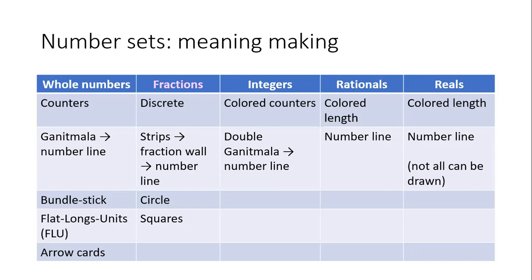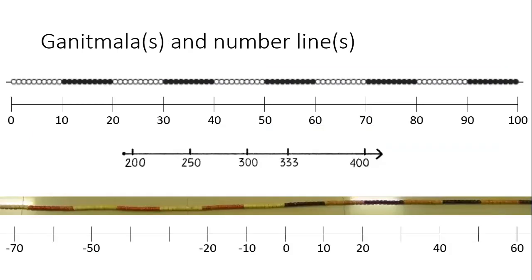And the last one, arrow cards, is very helpful to understand place value. So it's helpful both for whole numbers as well as for decimals. It extends there. I believe you are familiar with it. If not, again, I will share some things, but I have not included them in this slide. Okay, so these are Ganitmalas and number lines.